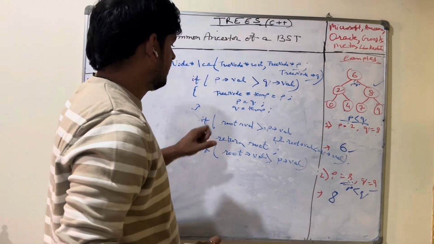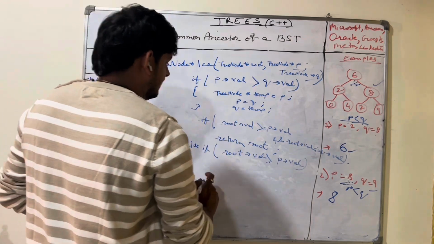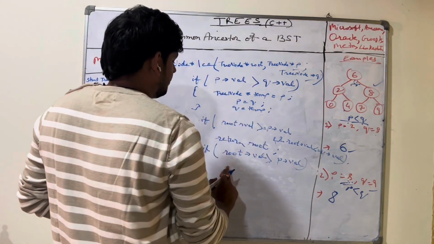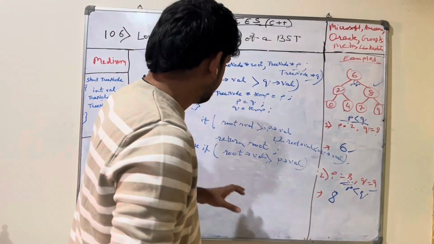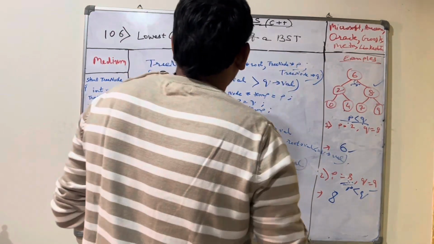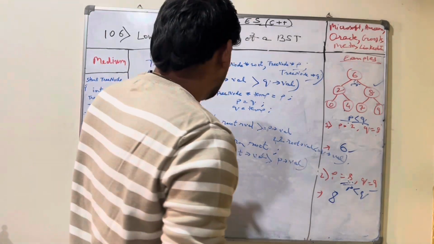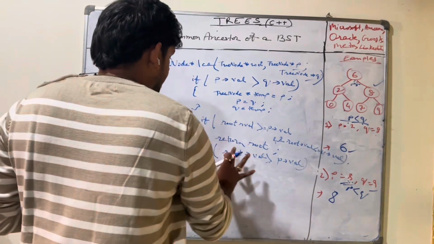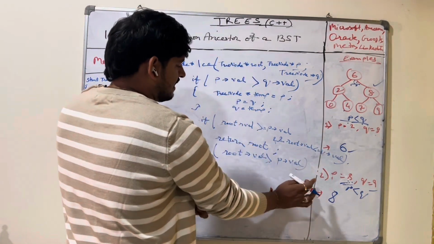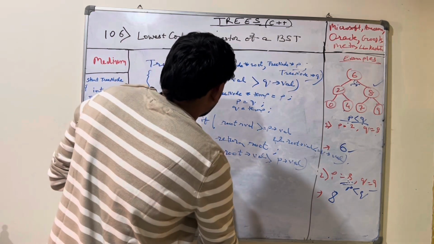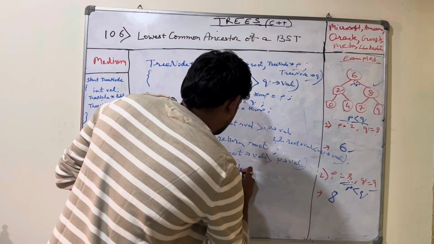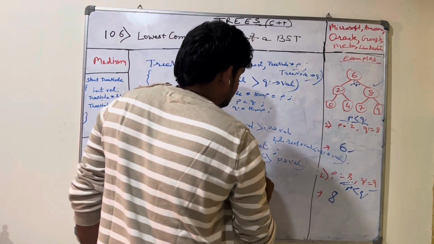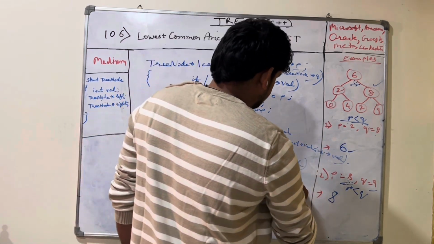Okay, right? Now one thing, we have to travel to the bottom. We can use recursion, or we could have iterated it also. Here I am using recursion. If root value is greater than p value, then what will we do? We will return LCA, since the value is greater than the p value.